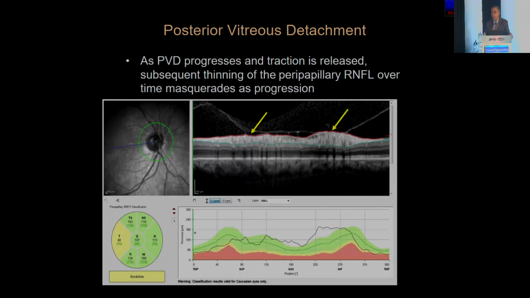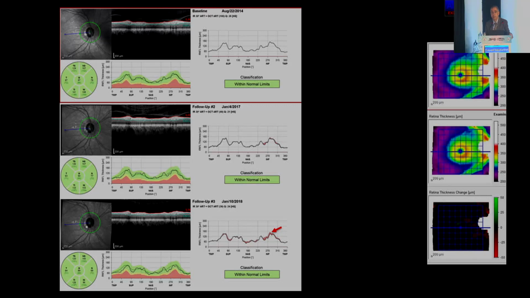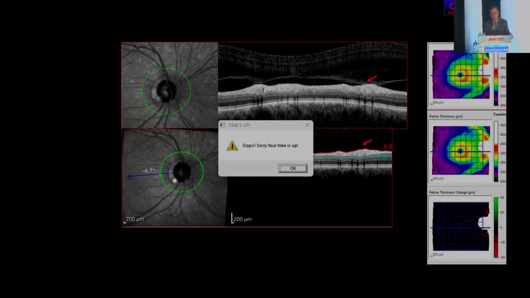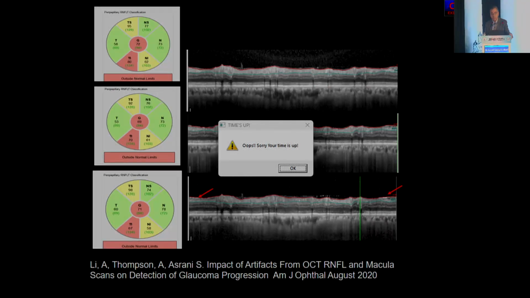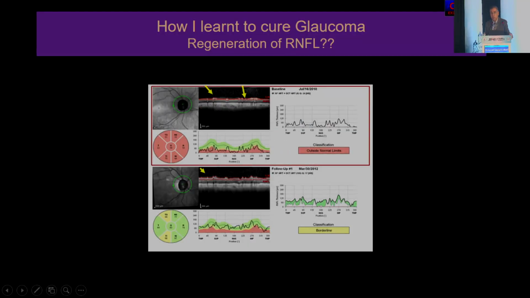And then posterior vitreous detachment, as you can see, is pulling on the nerve fiber layer. And unfortunately, the 3.4 millimeter circle is right on the same area where the Weiss ring happens. So when the vitreous pulls, the nerve fiber tissue may appear thinner. Like in this case, you see nerve fiber layer thickness is getting lesser, but there is no change in the macular thickness. And that's because the vitreous has been released. I'll skip this example, but this one I do want to share.